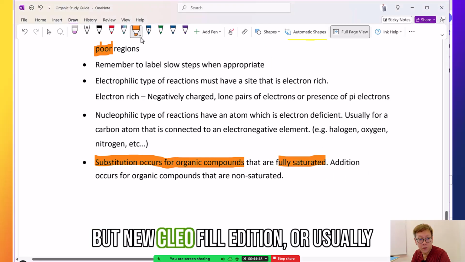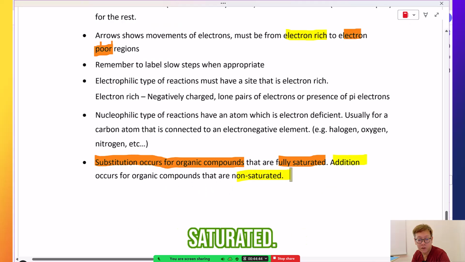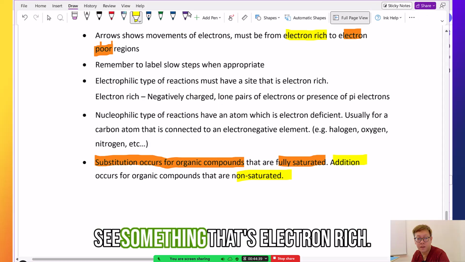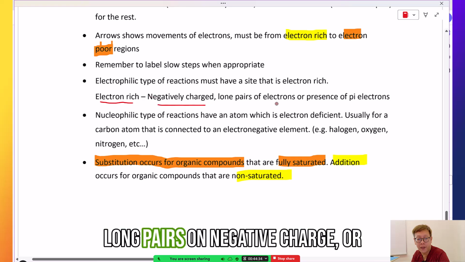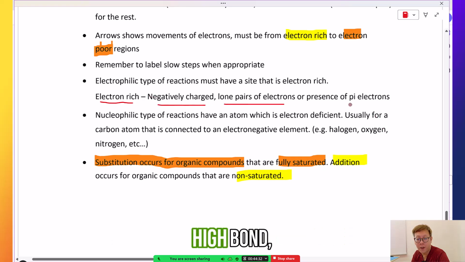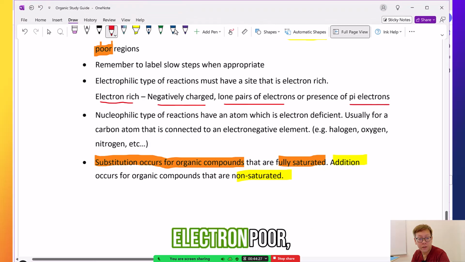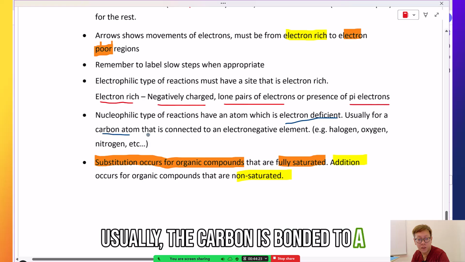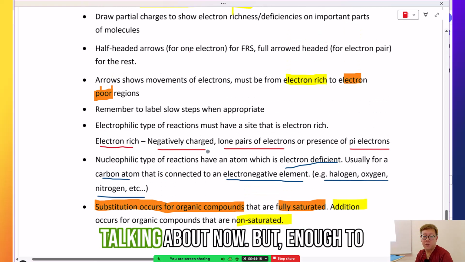But nucleophile addition will usually happen for a compound that is non-saturated. And I hope you all remember how to see something that is electron rich. Electron rich, they usually have lone pairs or negative charge or pi bonds, pi electrons, right? Now, electron poor, usually the carbon is bonded to a more electronegative atom. Get it? All the standard stuff that we have been talking about now.